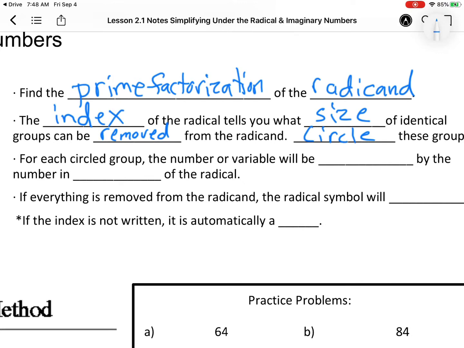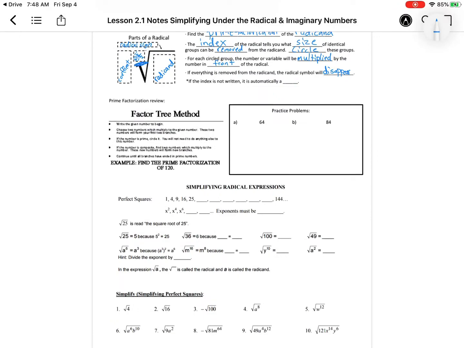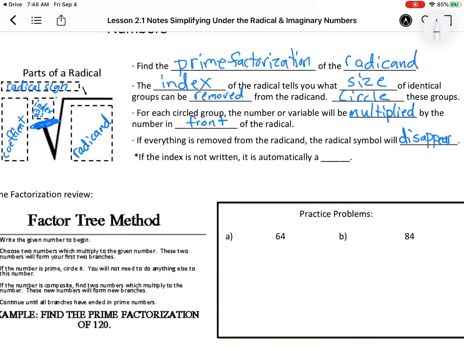For each circled group, the number or variable will be multiplied by the number in front of the radical. If everything is removed from the radicand, the radical sign will disappear. If the index is not written, meaning you don't see a number in that little small position right here, then it is automatically 2.